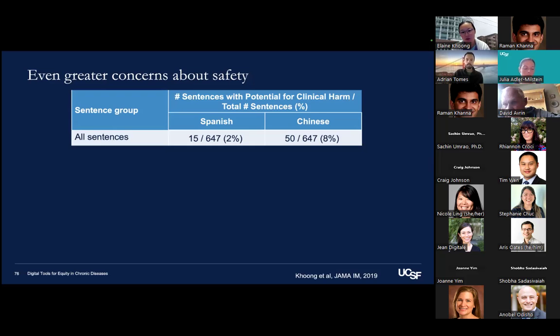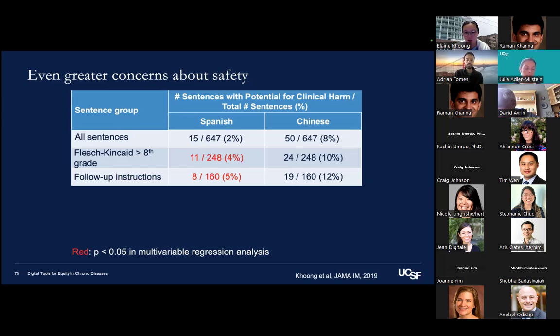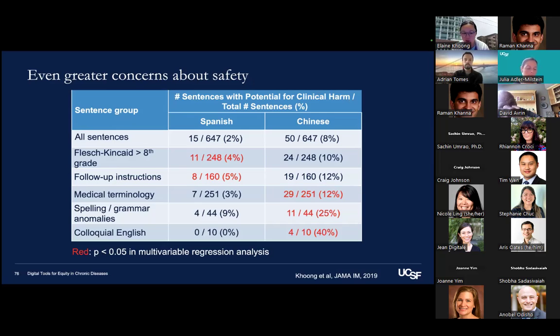And in this study, we found that about 8% of sentences were translated in a way that could have potential for clinical harm. And that was the case for about 2% of Spanish instructions. And there were a couple of significant predictors of harmful inaccuracy. So poor readability, a focus on follow-up instructions, if there's medical terminology, again, spelling or grammar errors, and then using sort of colloquial English terms.